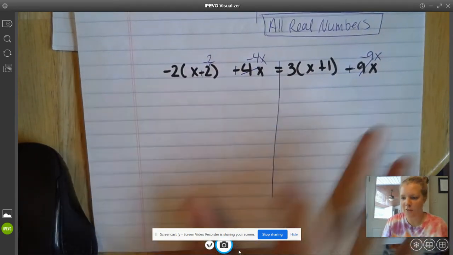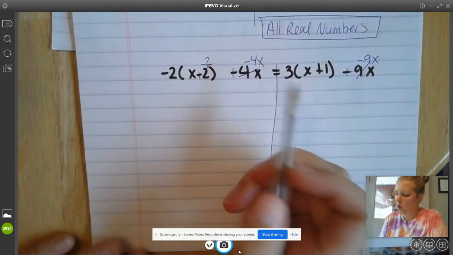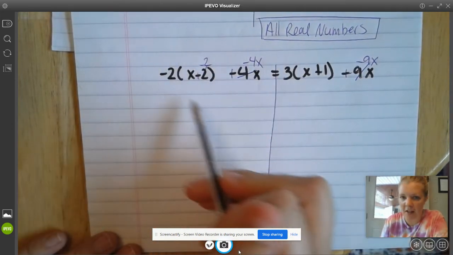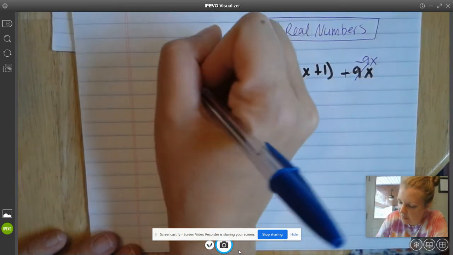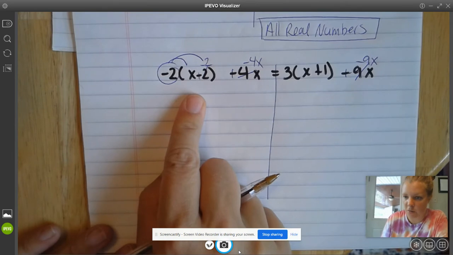Okay, sorry, we got interrupted when we were solving this multi-step equation. We started by adding the opposite on all the problems, and now we're going to simplify this left side. To simplify, we're going to start by doing the distributive property. We have to get rid of that group.